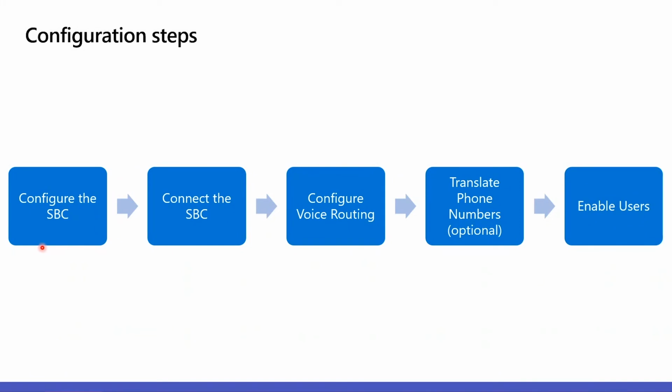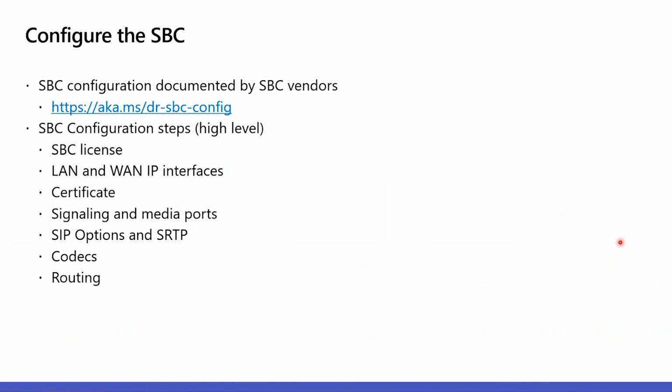At the high-level, the configuration steps for direct routing: we need to configure the session border controller itself. Then we need to connect to that session border controller from Office 365's point of view. We need to configure some voice routing. How are we going to route numbers? What numbers are going to those trunks? Optionally, we may have to do some phone number translations if we enable such things. And we need to enable the users with a phone number. All right, let's go through this.